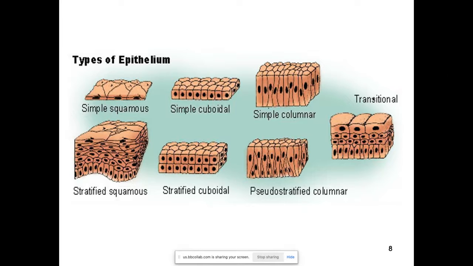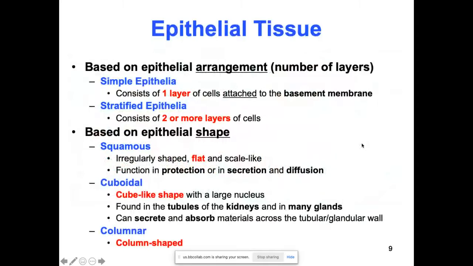So as that starts to stretch with pregnancy, you can imagine the shape of the cells will transition. So that's where transitional is found. So again, we have simple epithelium and stratified. Simple is one cell layer thick, stratified is multiple. Squamous, cuboidal, and columnar refer to the shape of the cells.